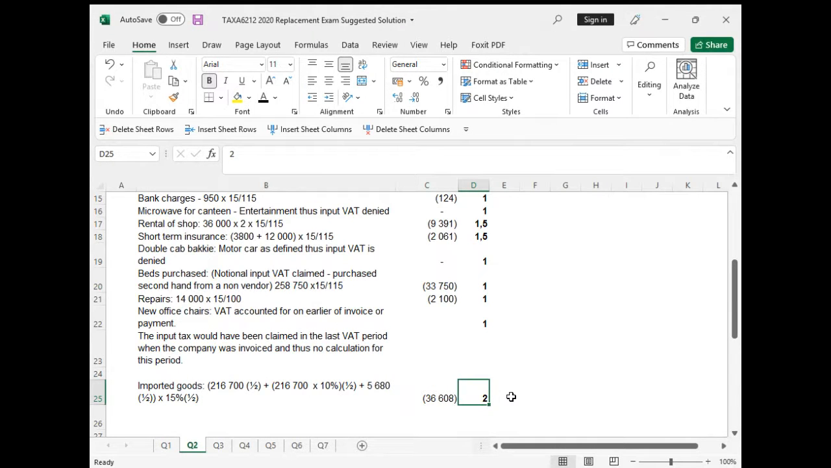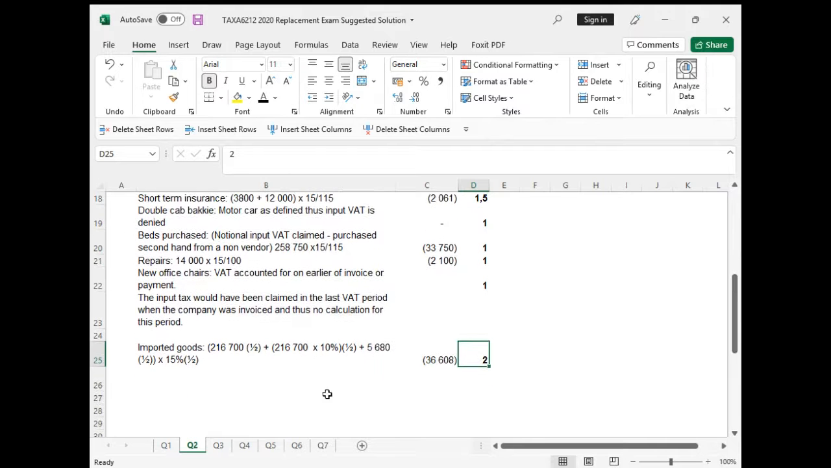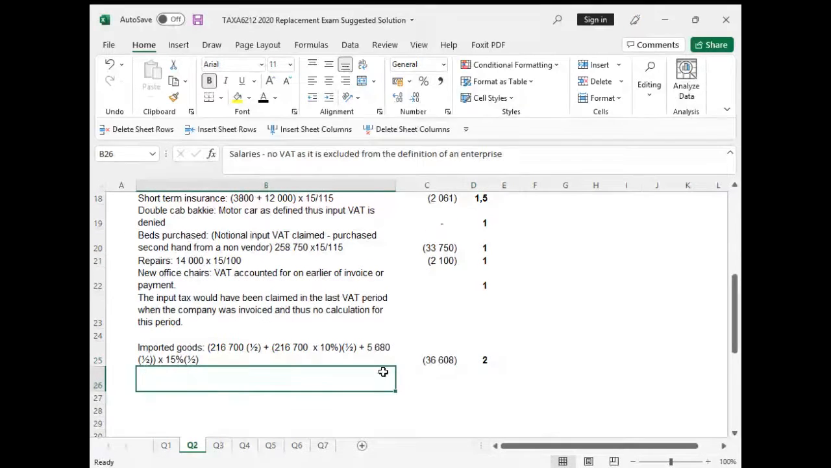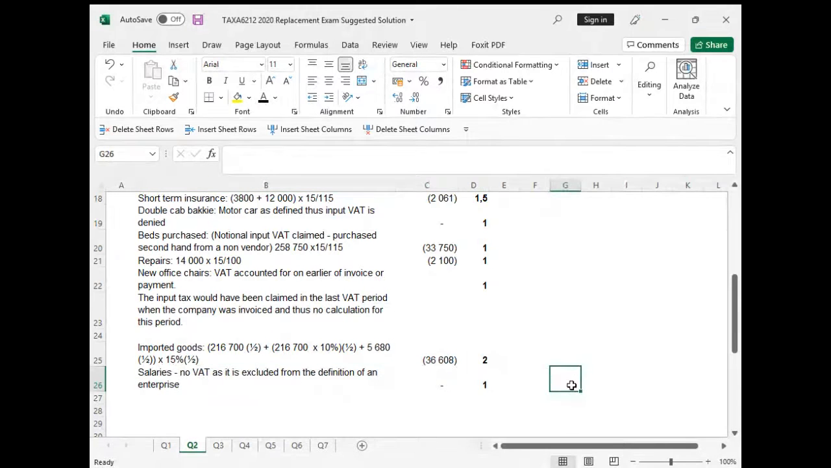Okay, then the next one was salaries and wages. Now remember, salaries and wages does not have any VAT on it, so it is the reason for it. It is excluded as it is excluded from the definition of an enterprise. So remember, you can only claim input VAT if it is part of your enterprise. Now they exclude salaries and wages from that definition specifically.